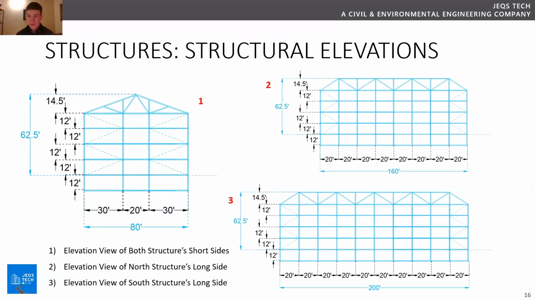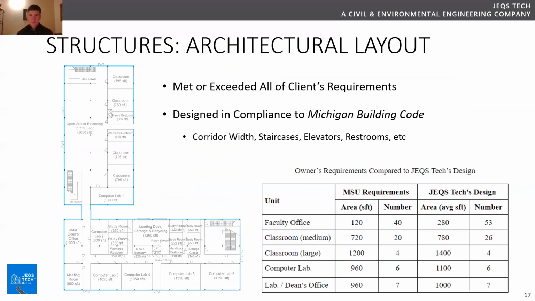Here I just included the elevation views of the steel frame of each building. You can see the short sides of the buildings are identical. And then you can also see the symmetry between the other two structures on the long side. For the architectural layout, I was only able to include the first floor for a figure, but it gives you an idea of the style I incorporated.